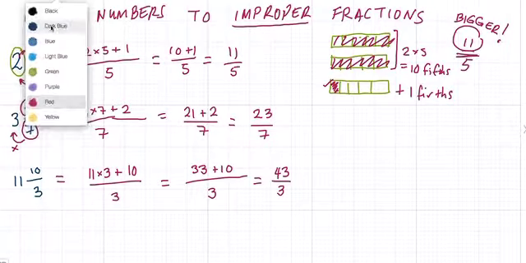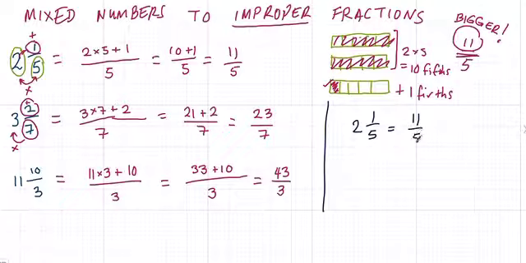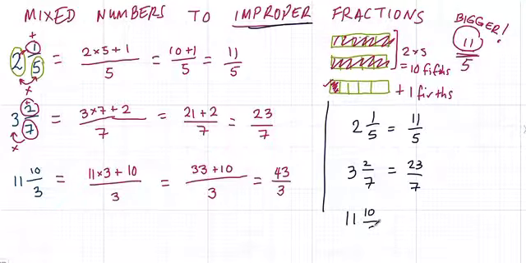So for these examples, we know that 2 and 1/5, the mixed number, equals 11 fifths, the improper fraction. 3 and 2 over 7 equals 23 over 7. That's an improper fraction. The top is bigger than the bottom. And the last one, which was a bit of a mixture, 11 and 10 thirds, is 43 over 3 as an improper fraction.